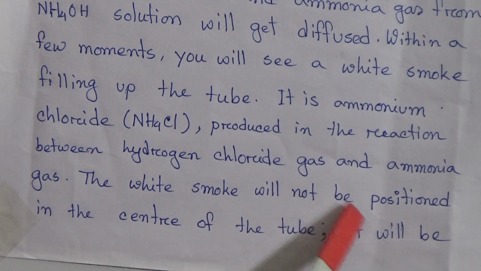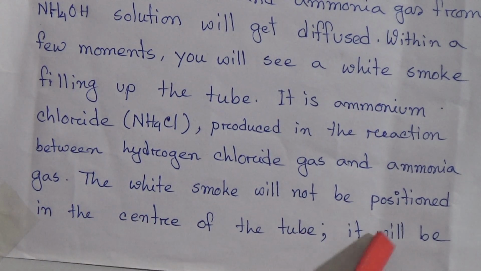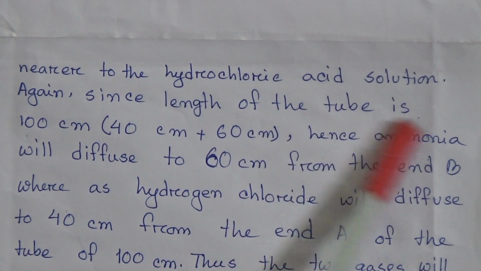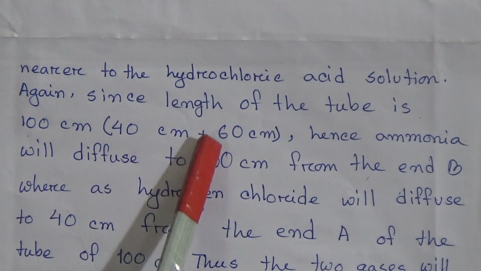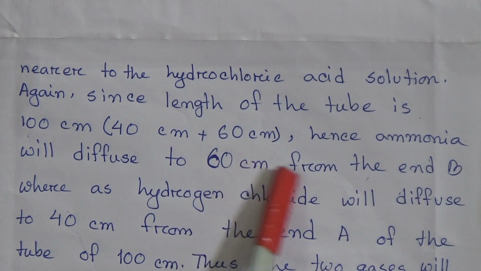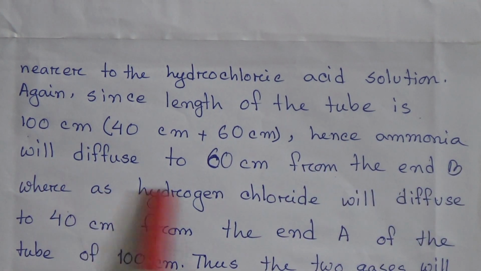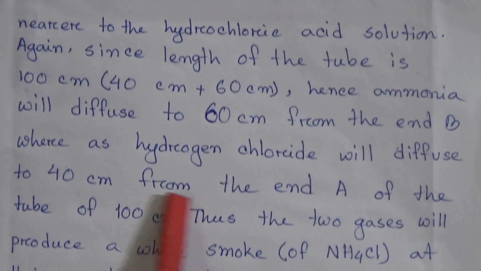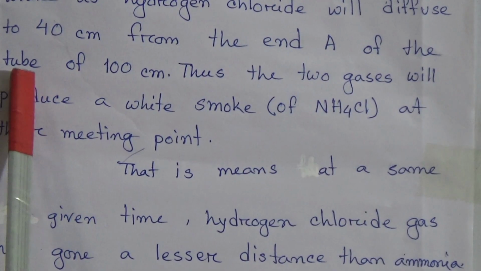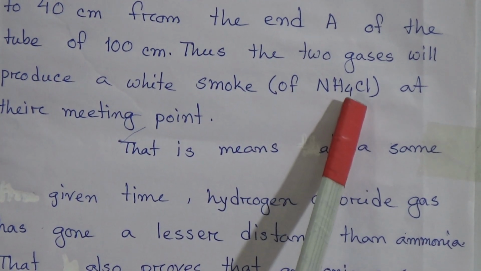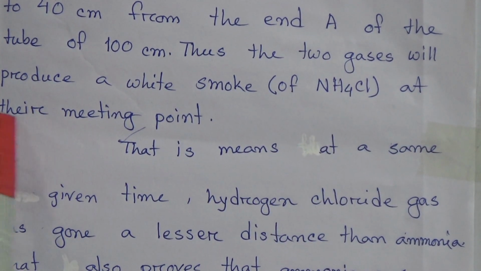The white smoke will not be positioned in the center of the tube. It will be nearer to the hydrochloric acid solution. Since the length of the tube is 100 cm, that means 40 cm plus 60 cm, ammonia will diffuse 60 cm from the end B, whereas hydrogen chloride gas will diffuse 40 cm from the end A of the tube of 100 cm. Thus, the two gases will produce a white smoke of ammonium chloride at their meeting point.